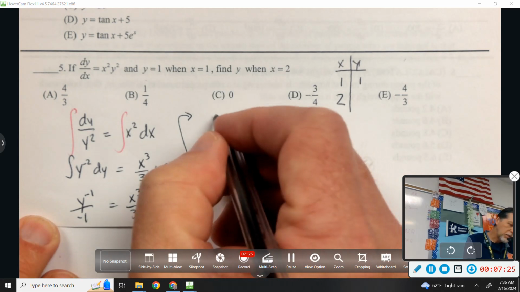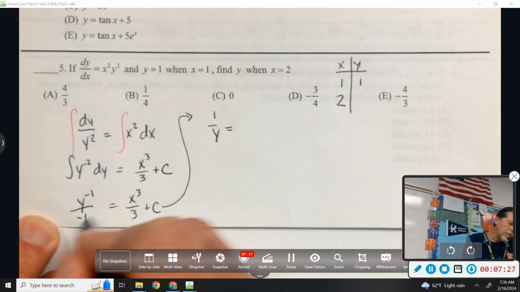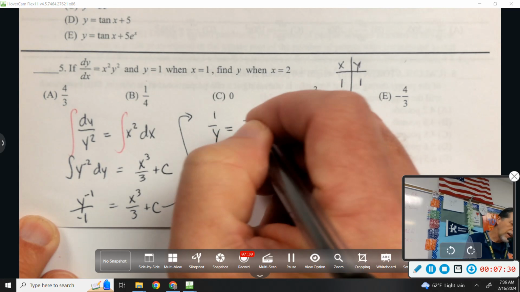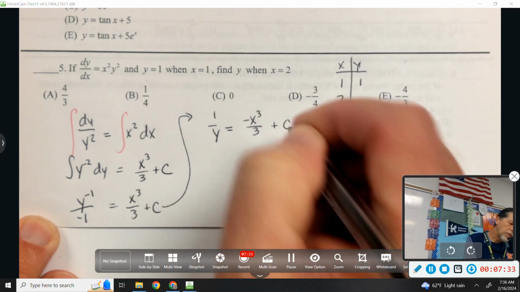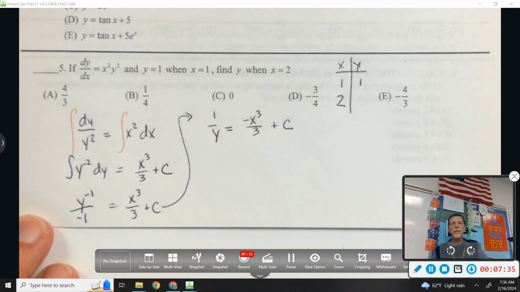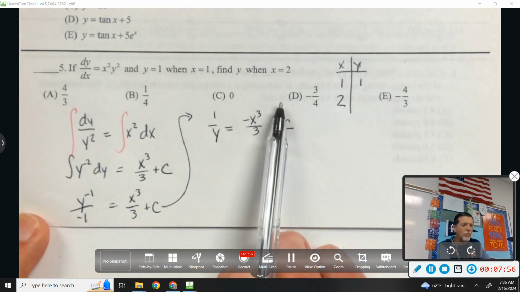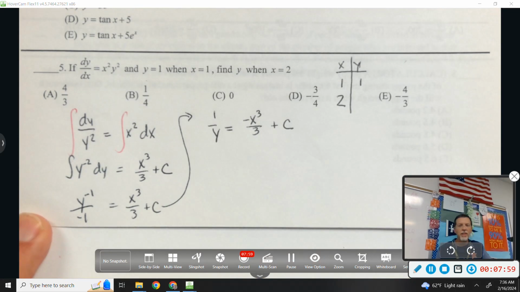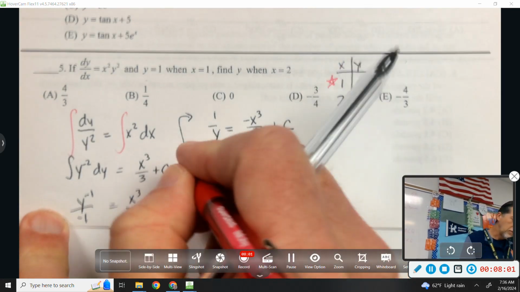Okay, so that's 1 over y. I'm going to move the negative over, equals negative x cubed over 3 plus c. I suppose I could solve for y, but it might be easier just to mess with it as is, like just start plugging things in. If I want to solve for y, I would need to flip both sides. But you've got to flip the whole thing, so you'd have 1 over all of this stuff. I think it's probably easier to just plug in 1, 1 and see what we get.